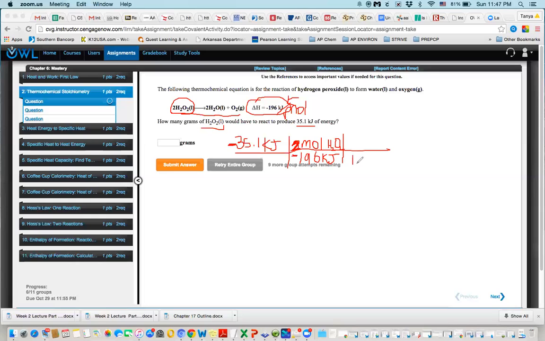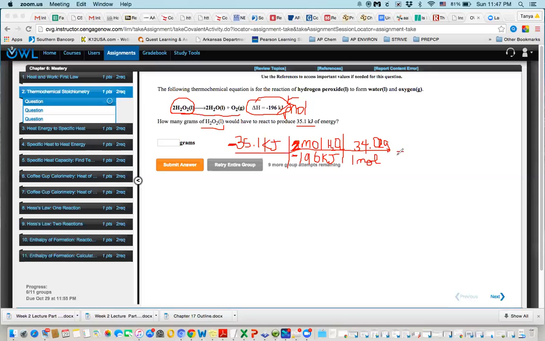So for every 1 mole of H2O2, look up on the periodic table to see how much that's going to weigh. And hydrogen weighs about 1.01, oxygen weighs 16, so 16 and 16 would be 32. 32 plus 2.02 would end up giving you 34.02. And so then when we do our math, let's plug that in real quick, and this is grams.